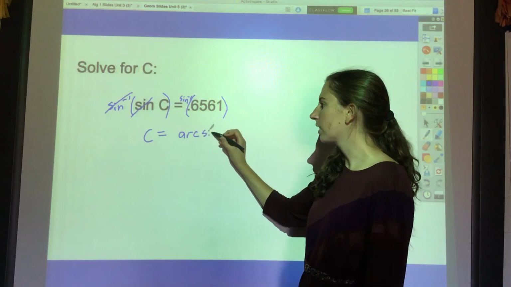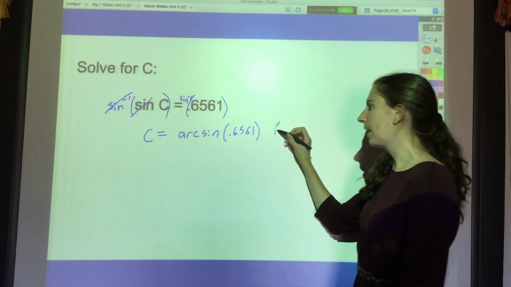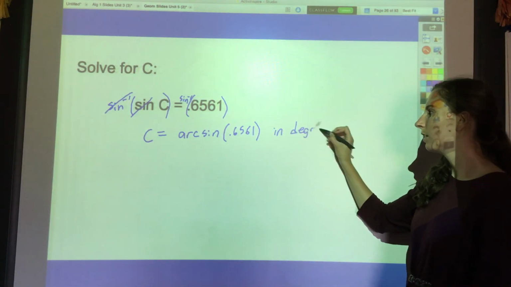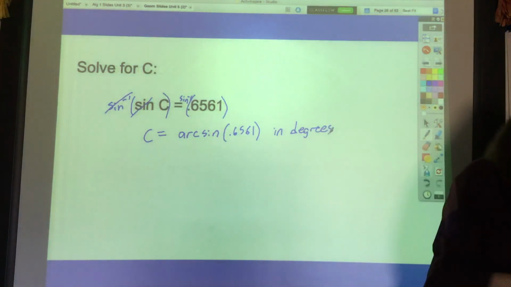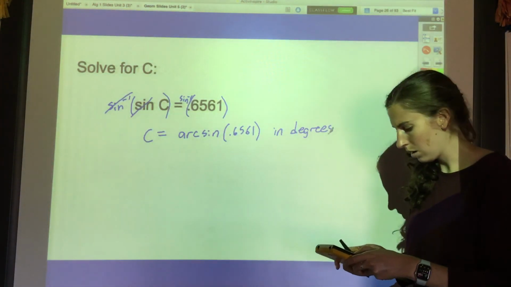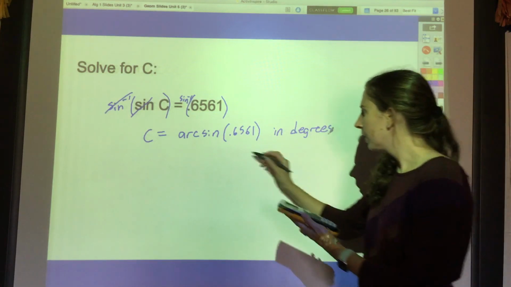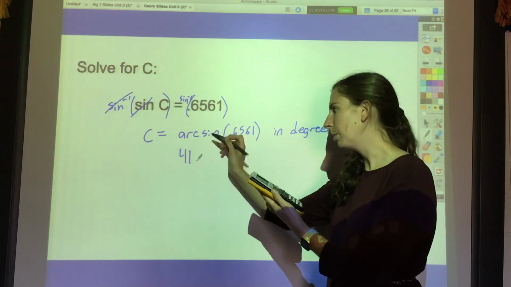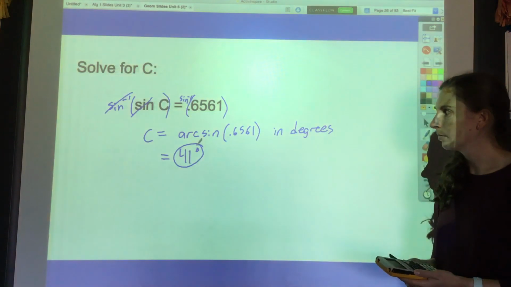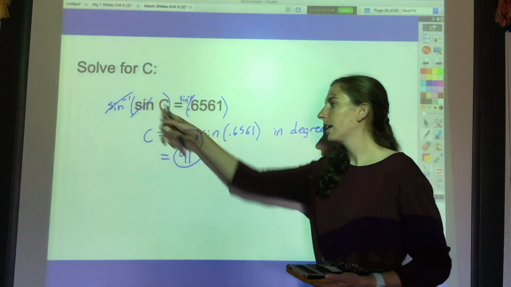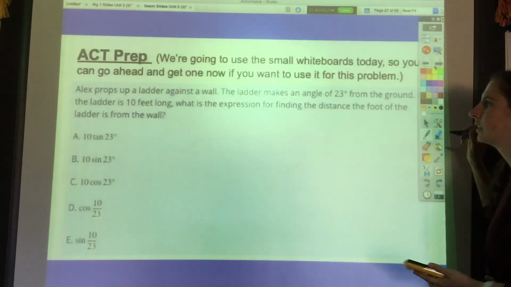So you would type arc sine of 0.6561, and then you would have to say, I want this in degrees. Type that into Google and it should give you about 41, we'll round it, 41 degrees. And you can check your work, right? Do the sine of 41 degrees, see if it gives you about this. Okay.